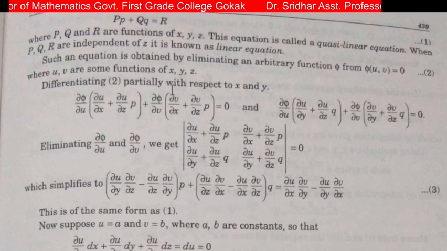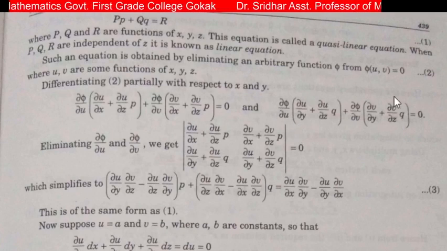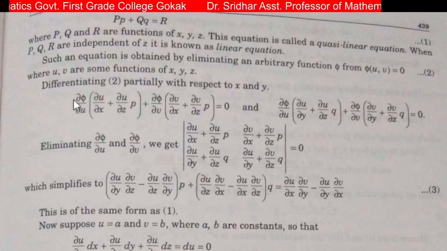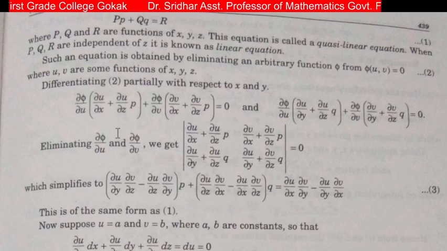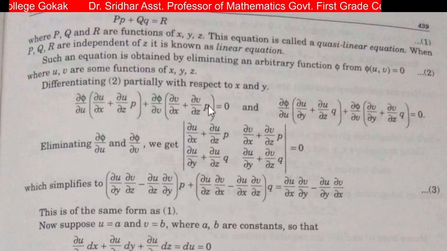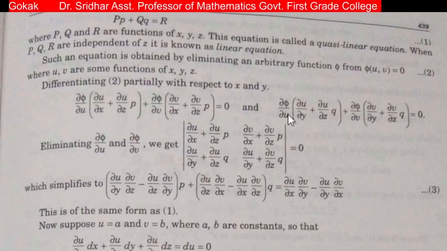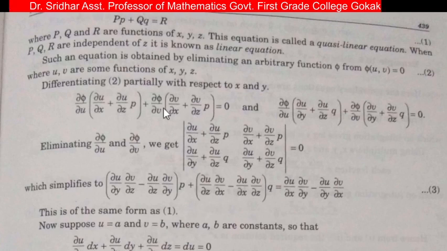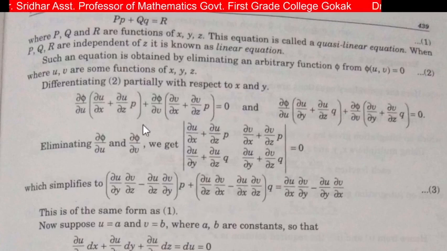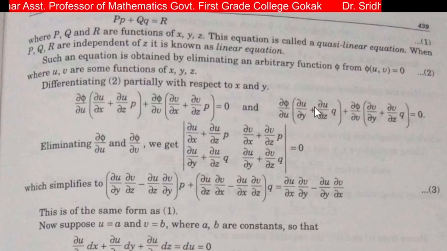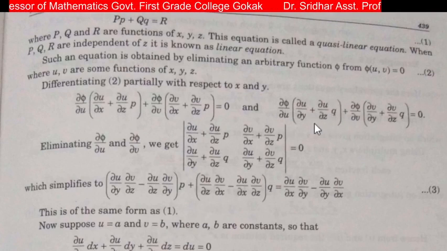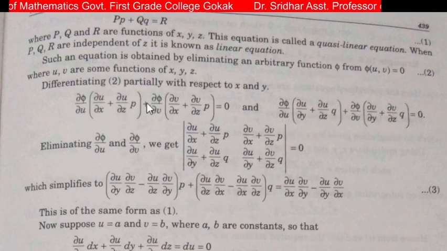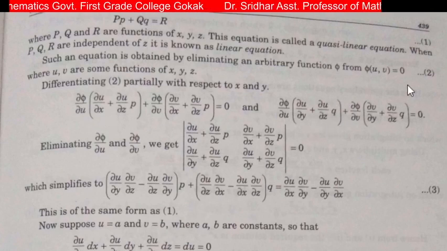Similarly, when we differentiate partially with respect to y, we get this equation. Just replace x by y and p by q. Only thing is you have to differentiate this carefully. Once you differentiate, differentiation with respect to y is similar. Now this is dou phi by dou u into (dou u by dou y plus dou u by dou z into dou z by dou y), where dou z by dou y is nothing but q. So x is replaced by y and p is replaced by q, and everything else is the same.